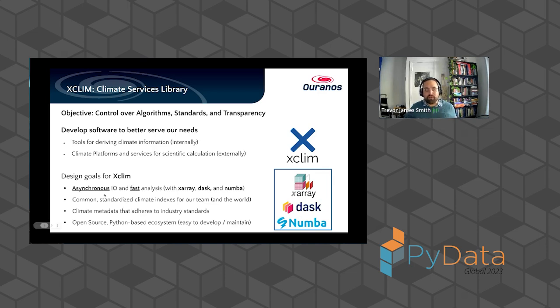So our design goals: it had to deal with big data. We wanted to have asynchronous I/O and fast analysis, and we were able to get that with xarray, dask, and numba. We wanted common standard climate indexes for our team. We wanted climate metadata that adheres to the standards that you would expect of climate and forecasting. And then also we wanted to have it open source. We wanted to be able to show our work and be able to benefit from contributions.